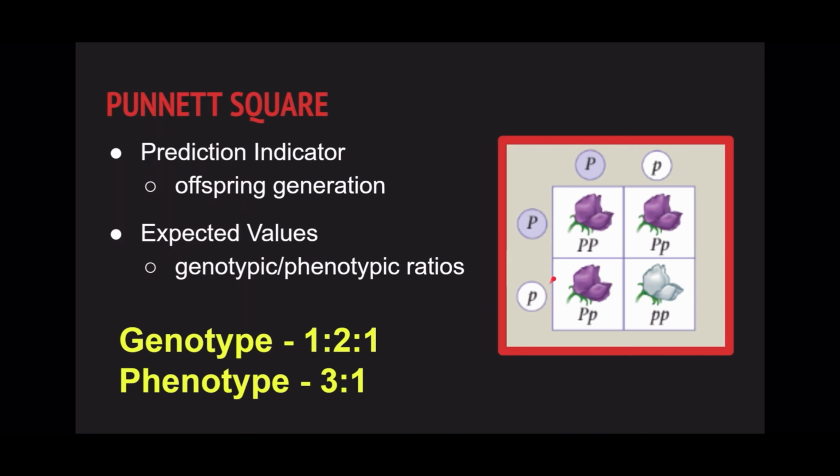A Punnett square helps predict offspring genotypes and phenotypes. For example, crossing two heterozygous plants, big P, little p, by big P, little p, would yield a genotypic ratio of 1 big P big P, 2 big P little p's, and 1 little p little p. However, the phenotypic ratio would be 3 purple, 1 white, as the 1 big P big P and the 2 big P little p's would both result in purple flowers. So there is that whole idea of the presence of one dominant allele causing a dominant trait to be expressed.